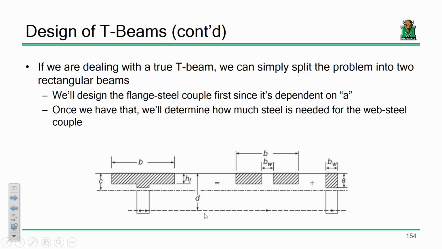Now, the reason we discretize this as follows is that if I give you any random T-beam, and you know it's a true T-beam, then the only variable that you need to determine the flexural capacity of that beam is a. If you look at this couple here, there's nothing dependent upon a. I could determine the nominal moment capacity of the flange couple right now. So what we'll do when we have a true T-beam is determine the capacity of that first, and then figure out how much web couple capacity we need to meet overall requirements. If that seems a little convoluted, don't worry, just bear with me. I think you'll see how this goes.